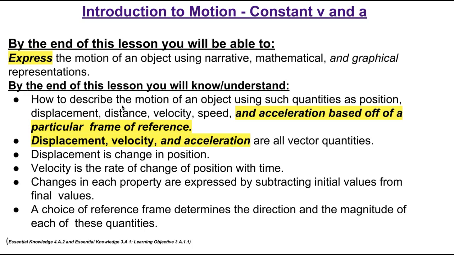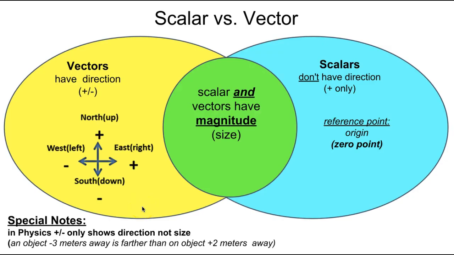Displacement, velocity, and acceleration are all vector quantities, so we'll need to define what vector and scalar quantities are. Let's do that now. Scalar and vector quantities have one thing in common, and then one thing that's different. I used a Venn diagram here to look at those similarities and differences. The similarity is that they have a number associated with them, like 25 meters, 5 seconds, 35 kilometers per hour. These are all scalar quantities.